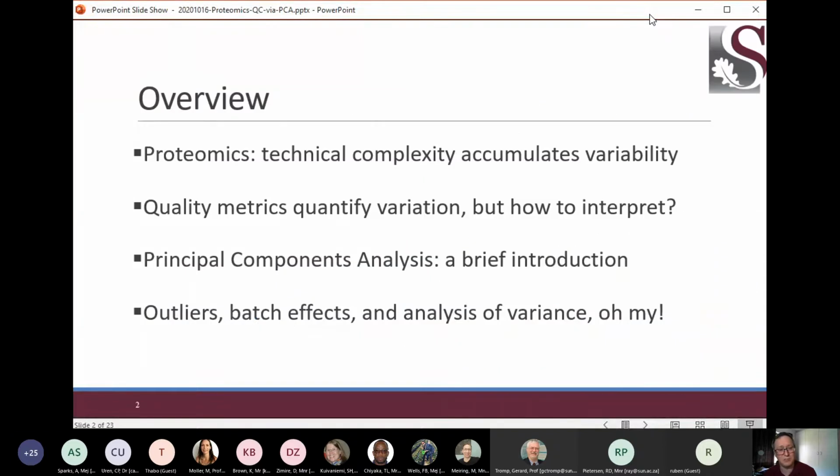So we'll start with the problems of technical complexity, how each of the different technologies that we staple together to make a bench platform contributes its own variability, and that variability tends to be additive, that variability that starts in an initial step may keep contributing onward.